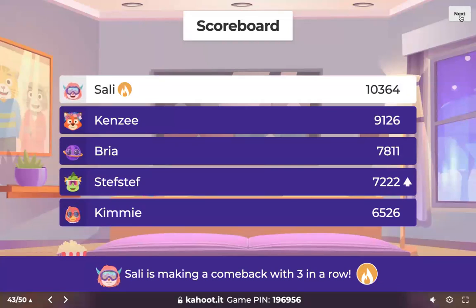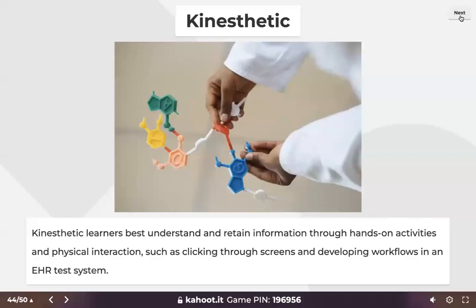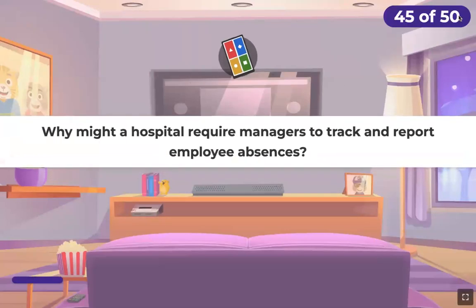Project management. All right. So these learners best understand and retain information through hands-on activities and physical interaction, such as clicking through screens and developing workflows. All right, next question.